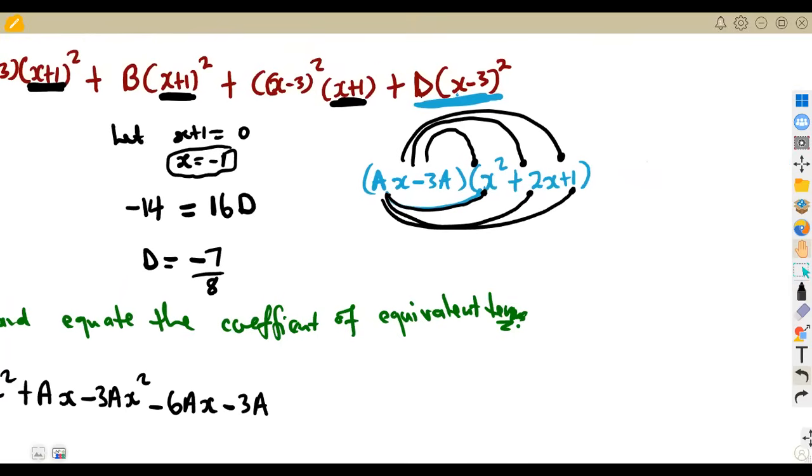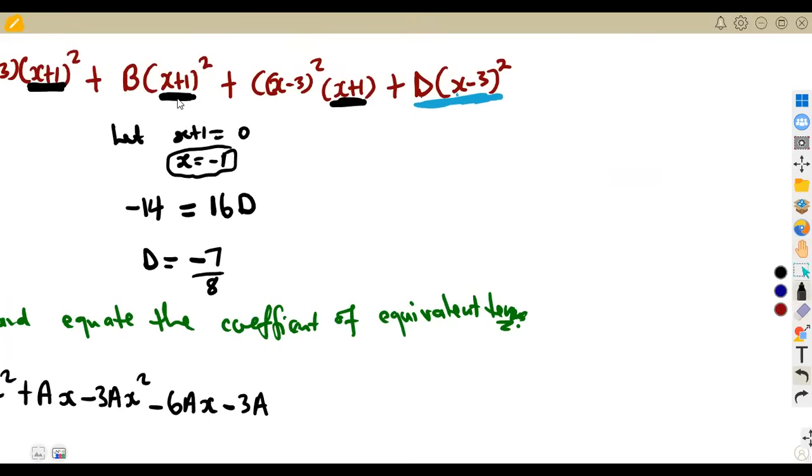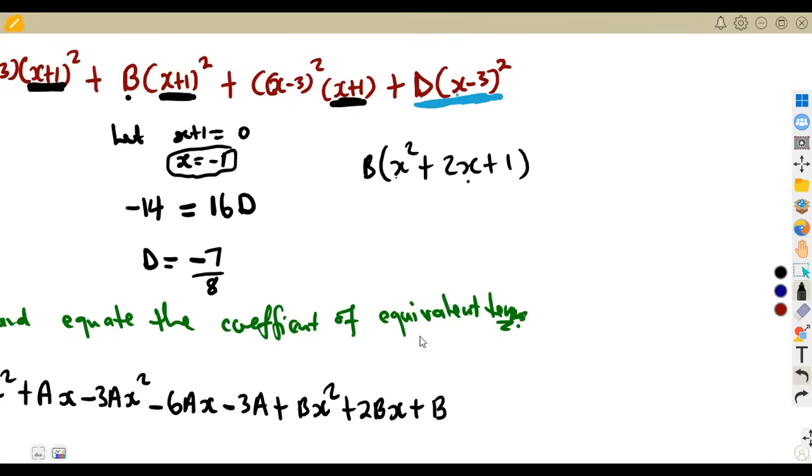We move on to the part of B. So for B, we're just going to expand. Remember, x plus 1 squared, we expanded this. We said it's the same as x squared plus 2x plus 1. But it's going to be multiplied by B, which is outside. So it's B times x squared, B times 2x, which is plus 2bx, and B times 1, which is plus b. All right, we are done with this part of B.